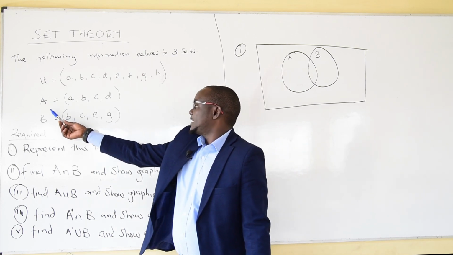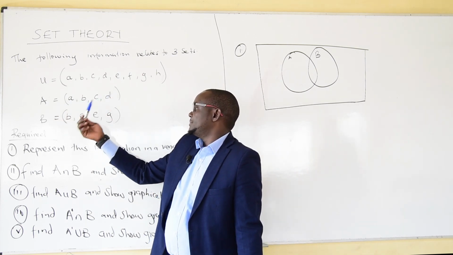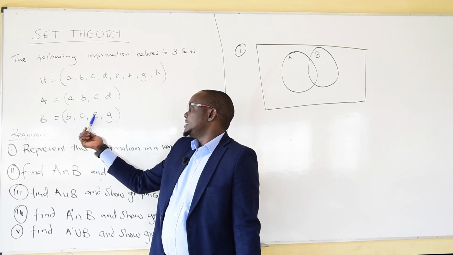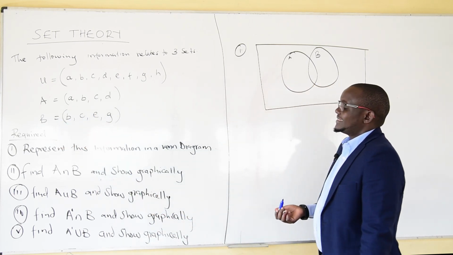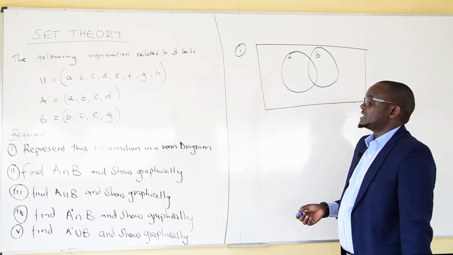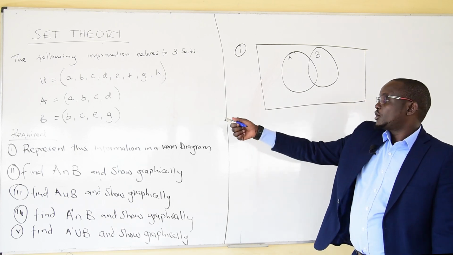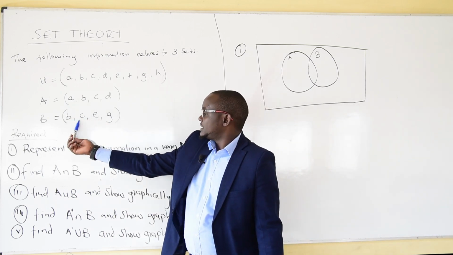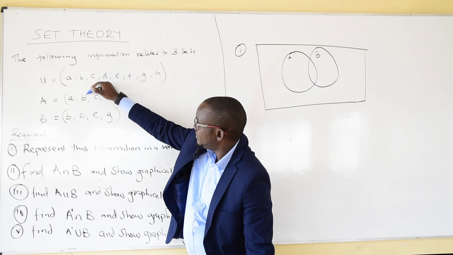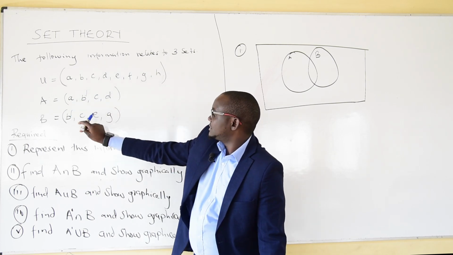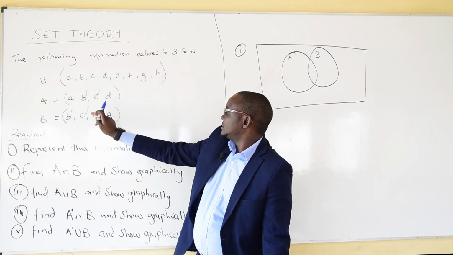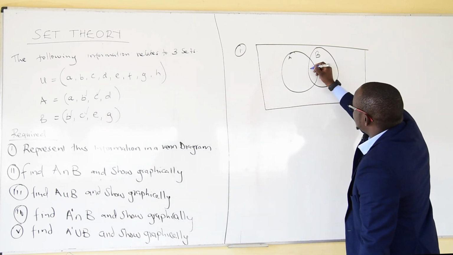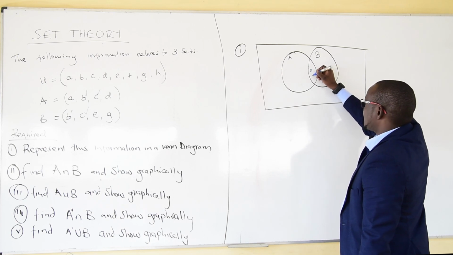So I'll start with set A. Set A contains A, B, C, D. Then I go to set B. B contains B, C, E, G. The first thing you need to look at is the common members among the two sets. If you look at the common members, A is not here. B is here, so B is common. We have C, C is a common member. D is not a common member, E is not a common member, G is not a common member. So I'll write here B, then I write C.